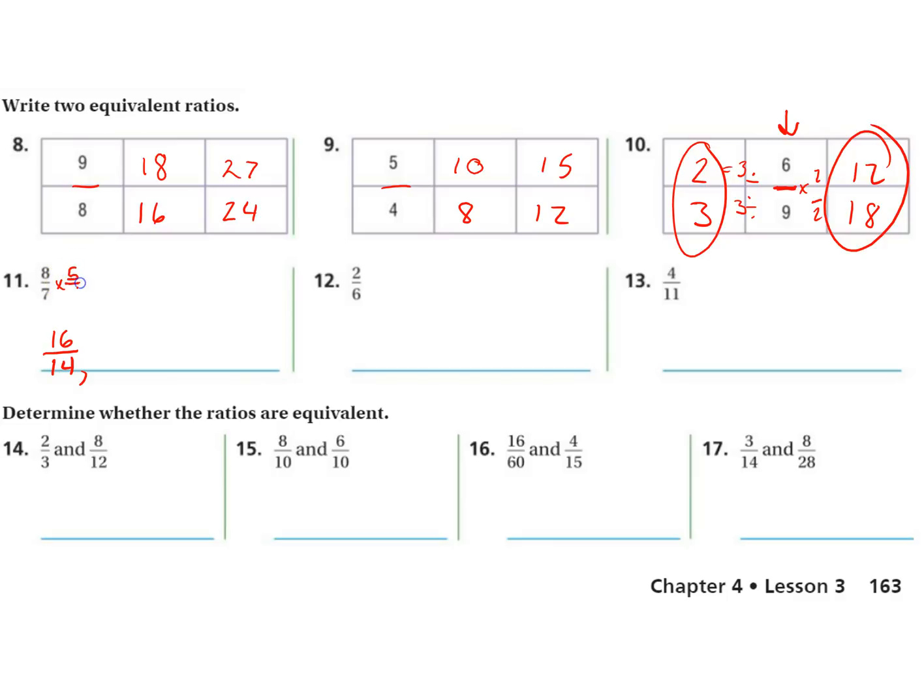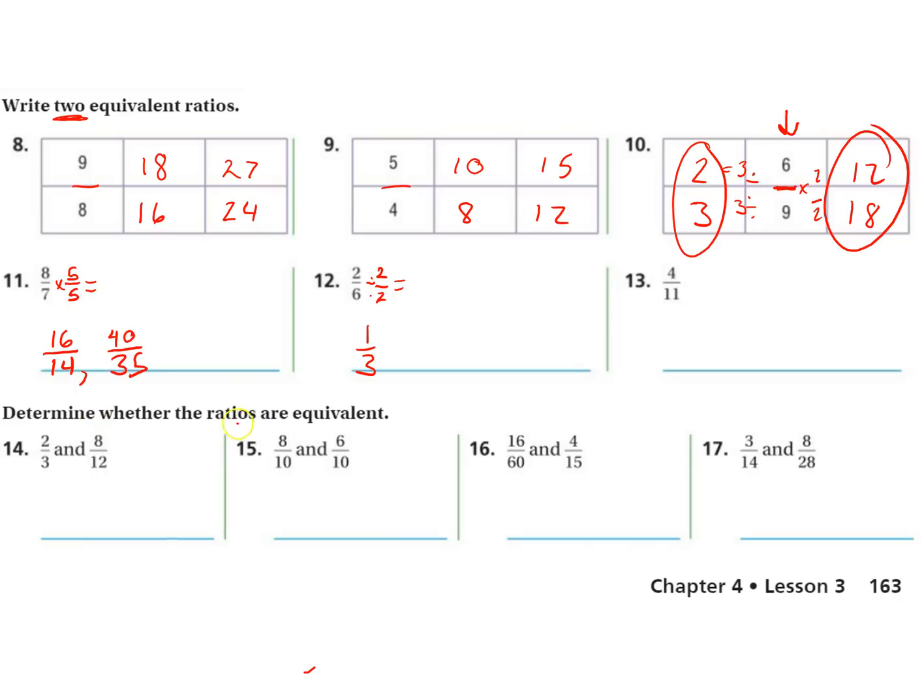And then I can do the same thing, but times it by whatever I wanted. Let's do 5. But I got to do the top and the bottom by 5. So 8 times 5 is 40. 7 times 5 would be 35. So that would be two equivalent ratios. And I'm going to let you go ahead and do 12 and 13. Same idea. Notice on 12 you can do a division though if you choose to. It didn't tell you you had to, so you don't have to, but you could. 2 can go into 2, and 2 also goes into 6, so you could divide that out and get 1/3 as one of your two equivalent fractions.